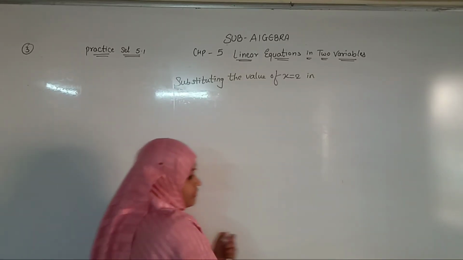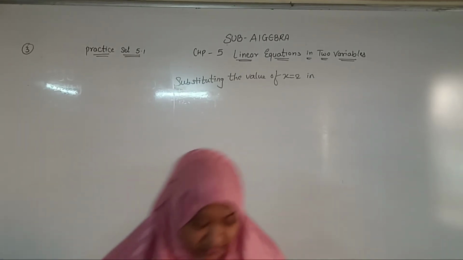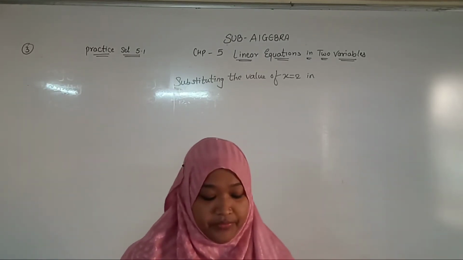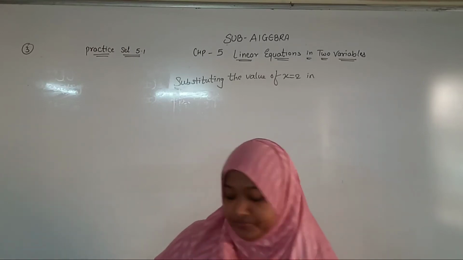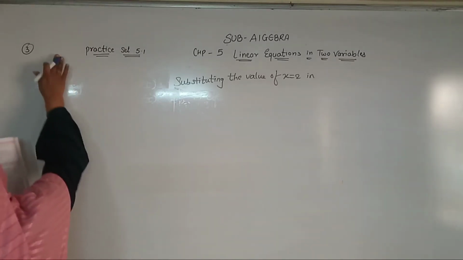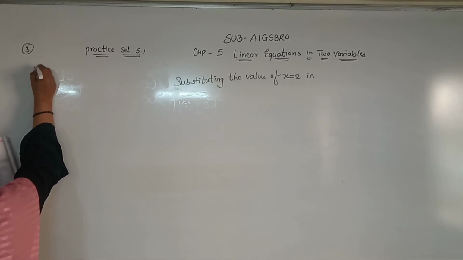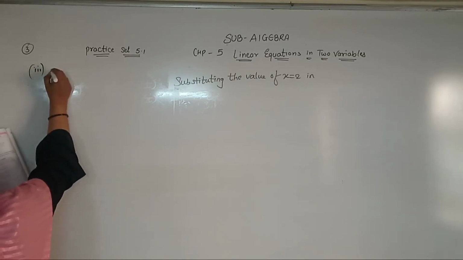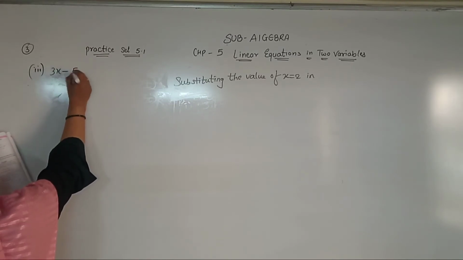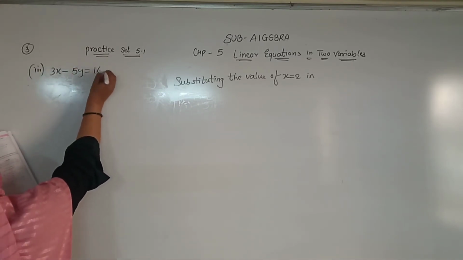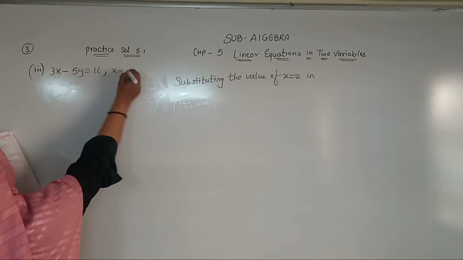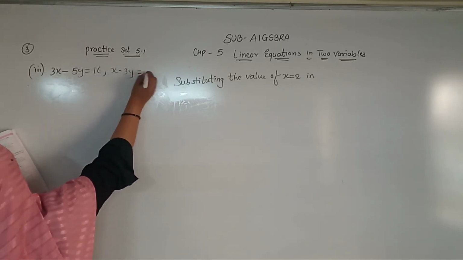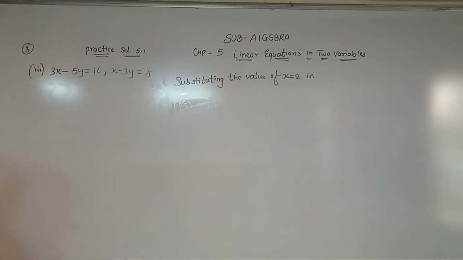Now, we will go for equation number 3. Okay, what is that? Equation number 3. My equation number 3 is 3x minus 5y is equal to 16 and x minus 3y equals 8. Okay.